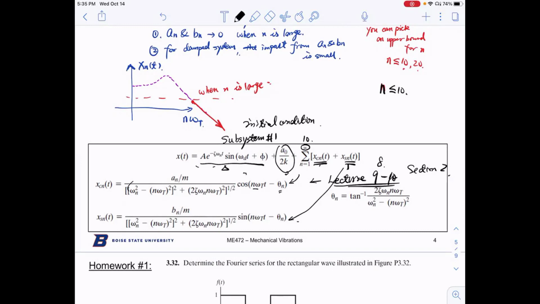As I said, you don't have to go to infinity, because when n is greater than a certain number, these responses are almost negligible. So in practice, if you do want to use this method, you want to gradually increase your n. For example, you can start from n equal to 5, n equal to 10, and then up to one point when you see no changes in your solution, then you can stop there, right?